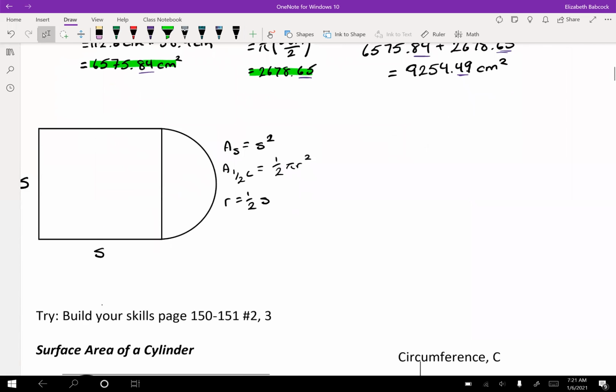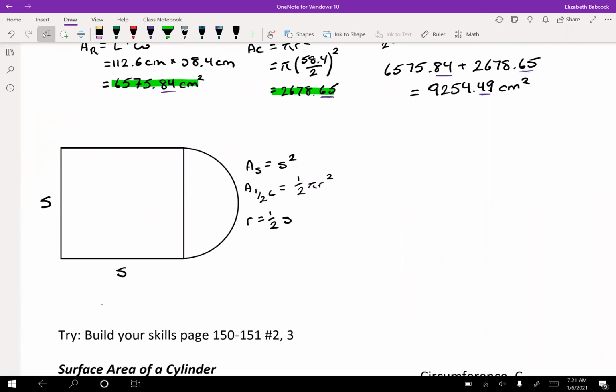Okay. Now we have a case where we weren't given any numbers. When this happens, what we do is we just use the variable that is used to represent that side length. So this is a square, which means that all 4 sides are equal. So we just label them S, and the area of a square is S squared. Then we have our area of a half circle, because this is only half a circle. So we have 1/2 of pi r squared, and in this case, our radius would be half of our side length.